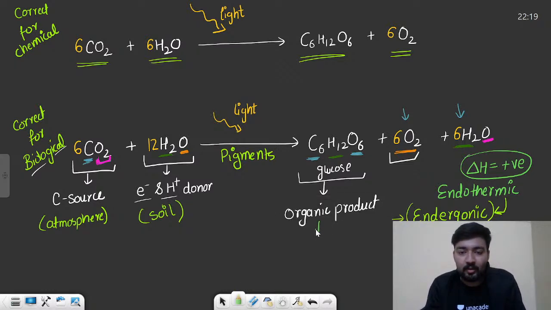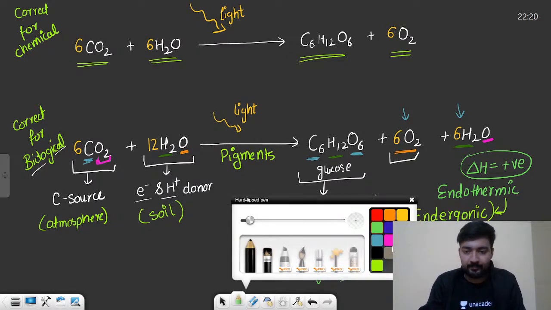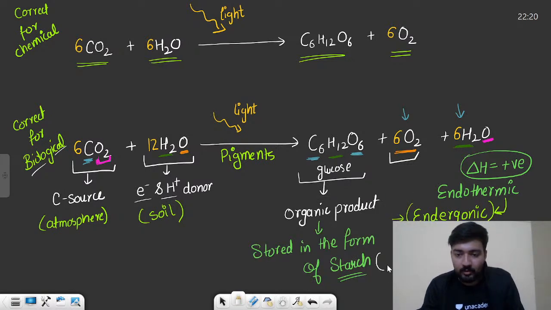So this is the organic product which is stored in the form of starch. Starch is a type of carbohydrate. Although glucose is a simple carbohydrate, starch is actually a polymer of glucose. I should add it here. It is a polymer of glucose. So why do we need to change glucose into starch?